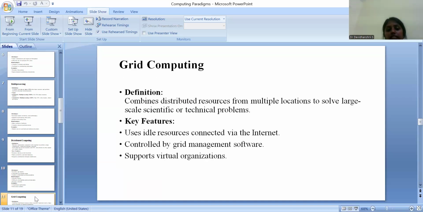The next one is grid computing. Grid computing combines distributed resources from multiple locations to solve large scale scientific or technical problems. It is a network of computers that work together to perform tasks that may be difficult for a single machine to handle. All the computers on that network work under the same umbrella, and it is termed a virtual supercomputer. The tasks require high computing power or involve large data sets. All communication between the computer systems in grid computing is done under the data grid.